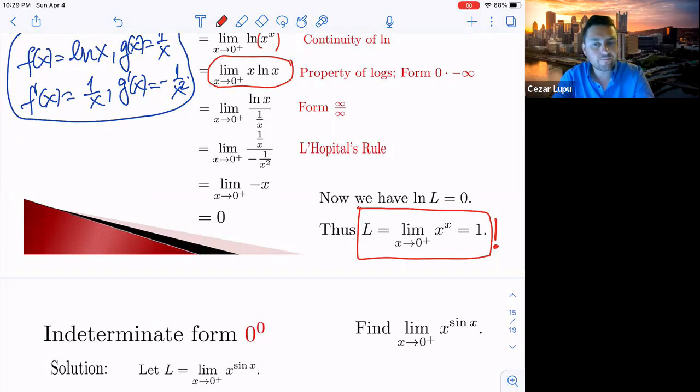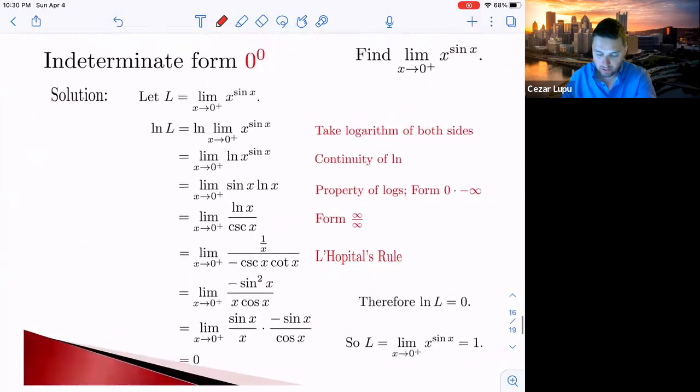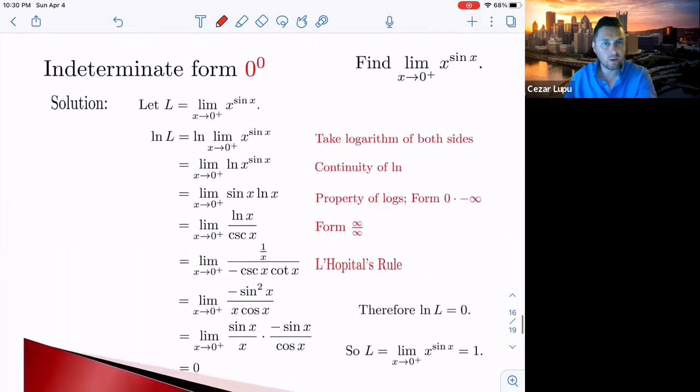We can just modify it a bit. Instead of x, we put sine of x, and we're going to do the same thing. So I'm just going to show it to you directly, and go over it quickly. Again, we take the natural log of the limit. Using continuity of ln and the properties of logs, you're going to end up with this here. And again, this will be a 0 times negative infinity indeterminate form.